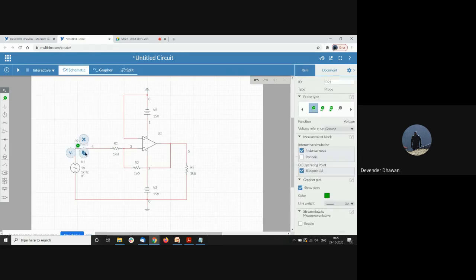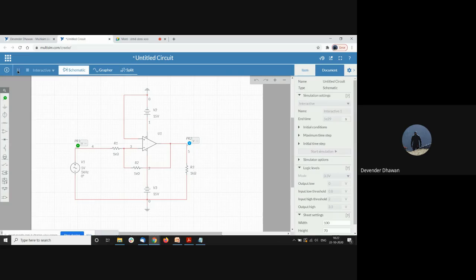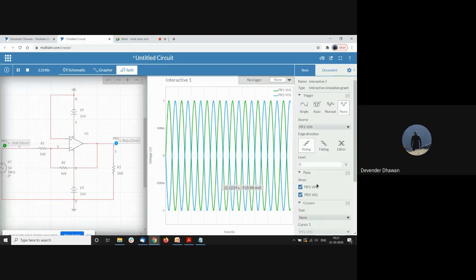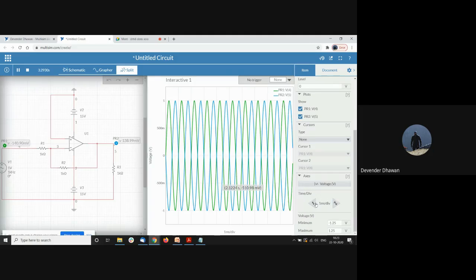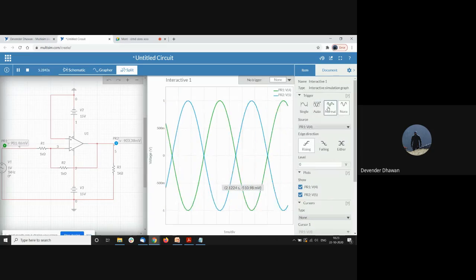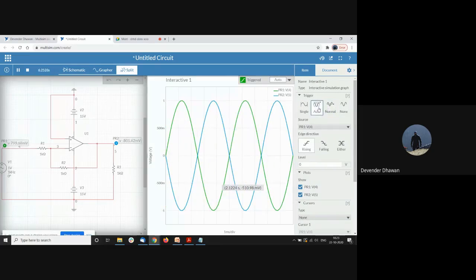So this is my input, and this is my output. Let us just run and see if we are getting the value. Yes. So you see we have 180-degree phase difference, so it has been negative. One second, let me just give it. So you can see the input and the output are out of phase.